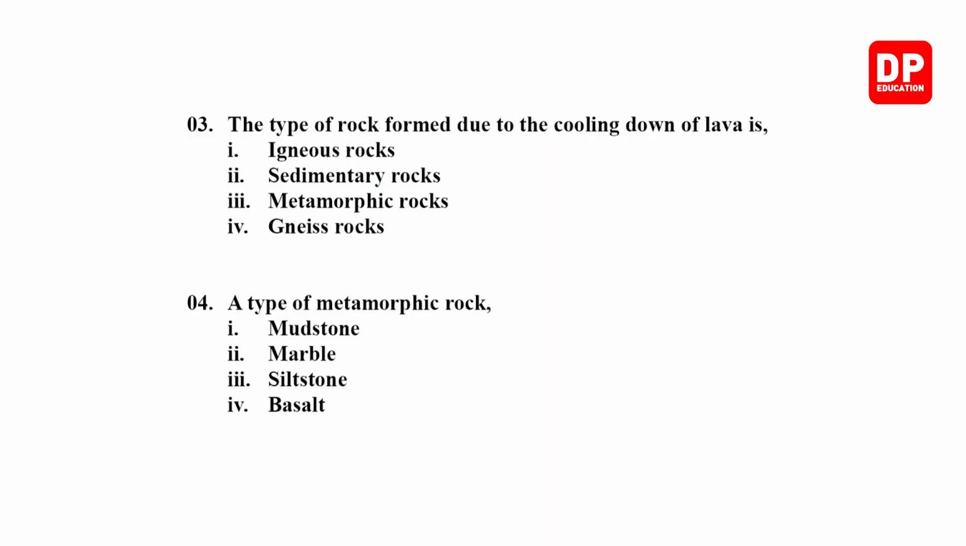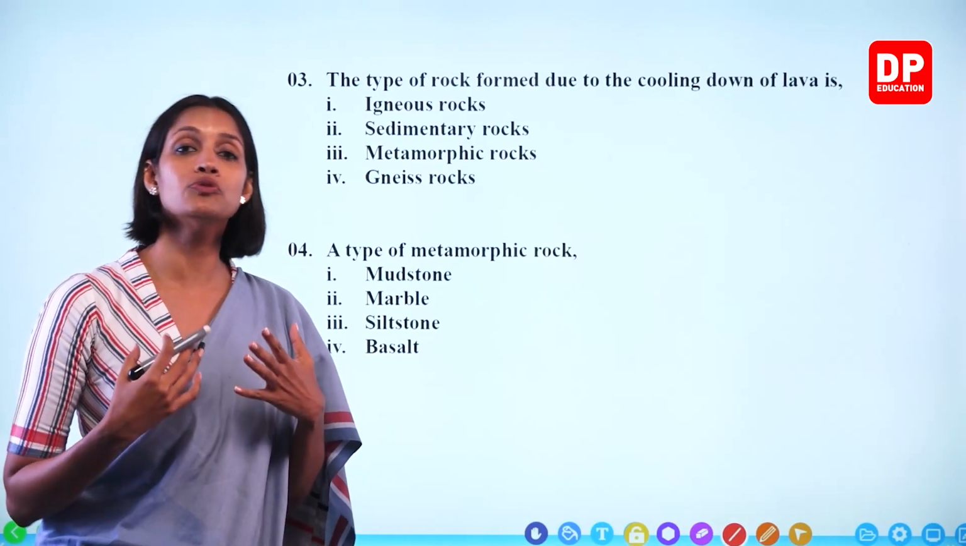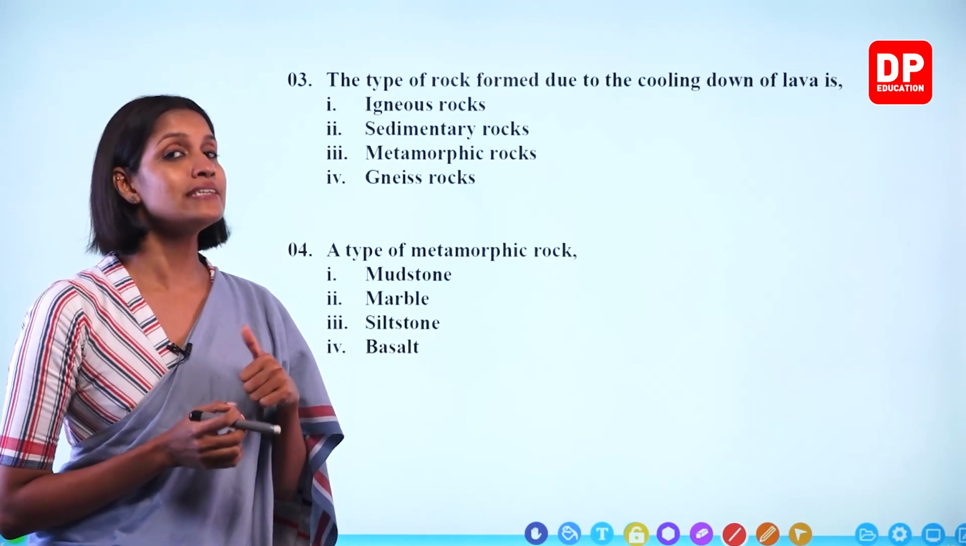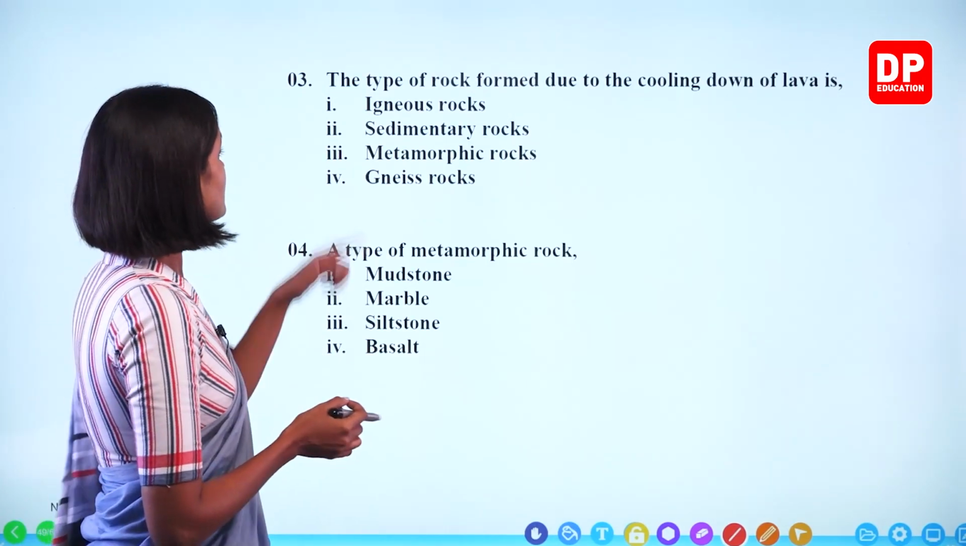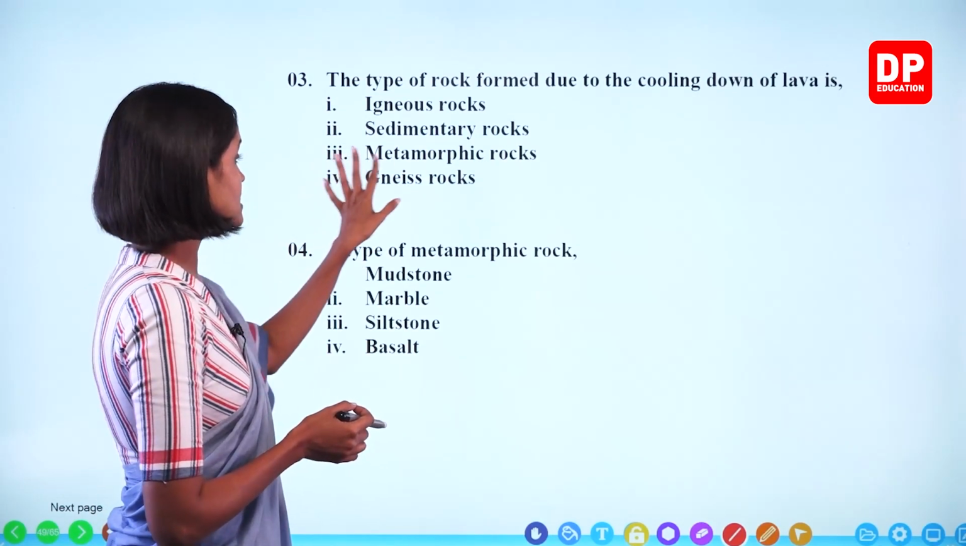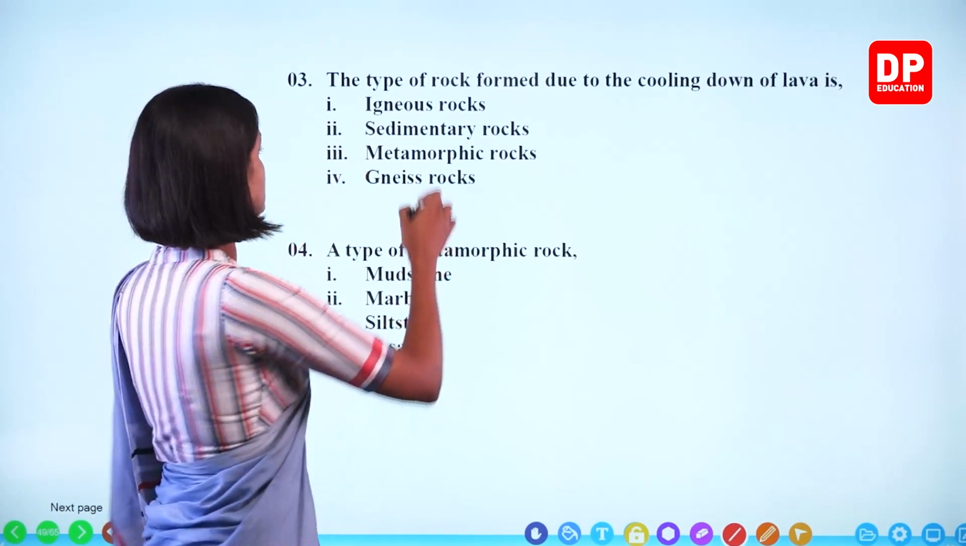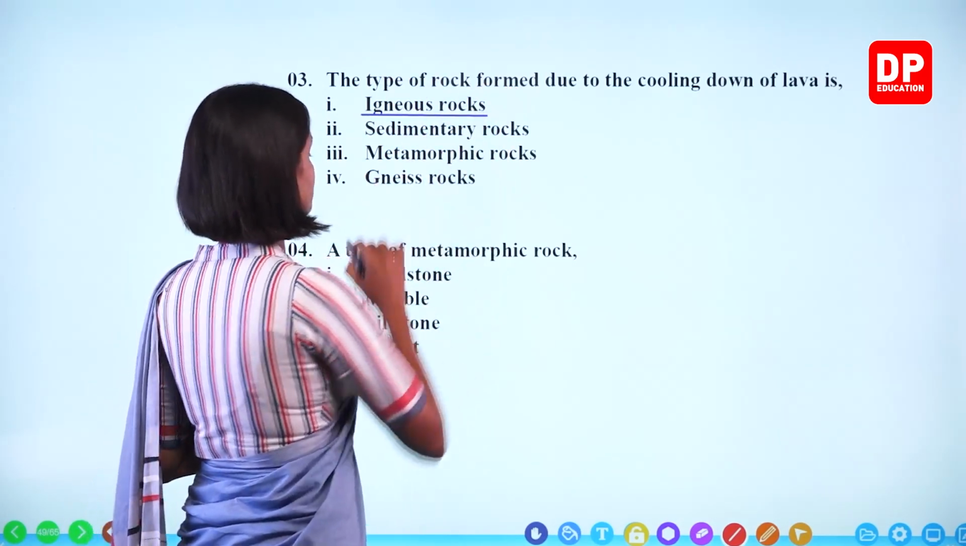Number 3. The type of rock formed due to the cooling down of lava. Which type of rocks are formed due to cooling down of lava, children? Igneous rocks, okay? Igneous, sedimentary, metamorphic rocks, gneiss rock. Gneiss rock is a type of metamorphic rock. Therefore, the answer is igneous rocks.